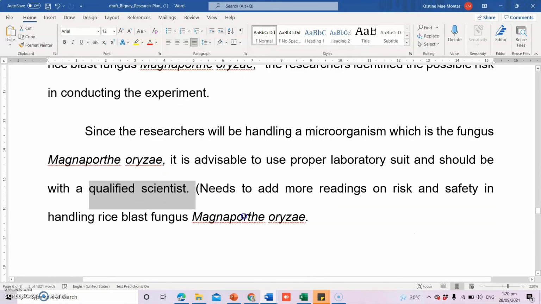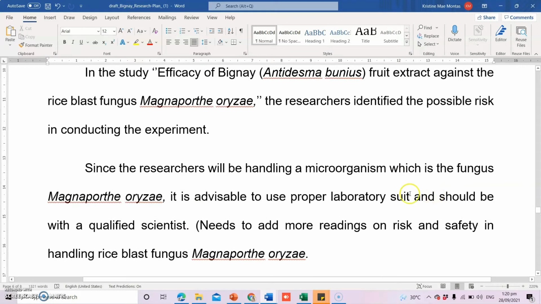So, pwede nyo pa itong dagdagan. Aside from that, ano ba yung meron dito sa microorganism na fungus na to? Bakit siya risky? Ano yung mga possible risks na pwedeng ma-encounter if you are exposing to this kind of microorganism? So, pwede nyo siyang iisa-isahin dyan, and then you have to write the advices where you can advise other researchers kapag sila naman ang makaka-encounter ng ganitong klase ng fungus or microorganism.